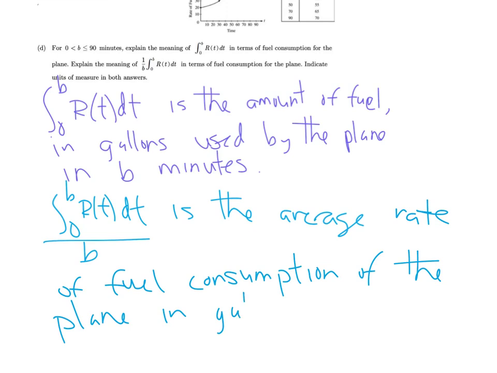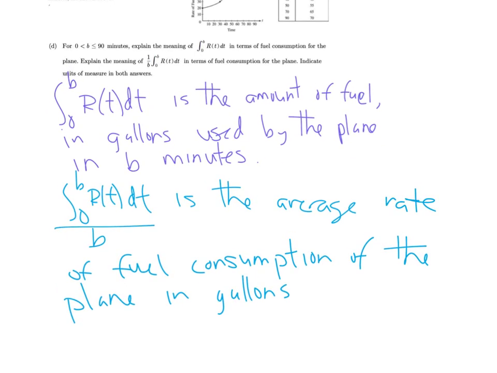The integral is in gallons. Then I divide by b, which is in minutes. So gallons per minute, in b minutes, or from 0 to b. Average rate of fuel consumption of the plane in gallons per minute. So I explained the meaning, and then I indicated units of measure. So I did both pieces as requested.